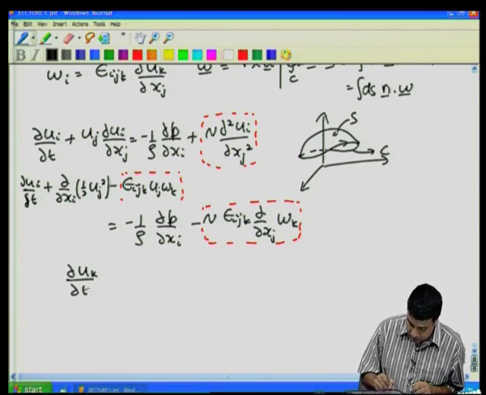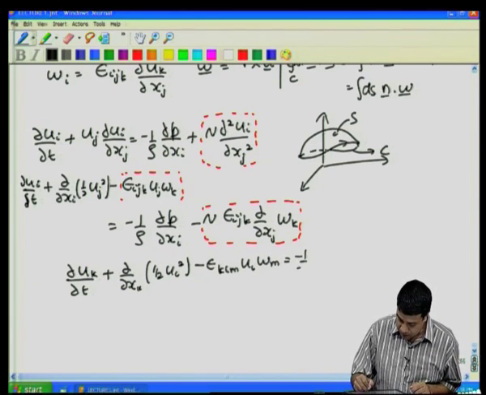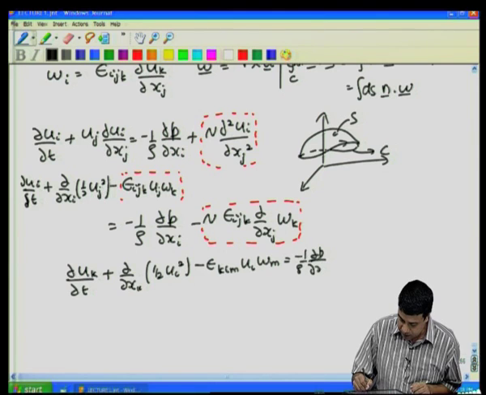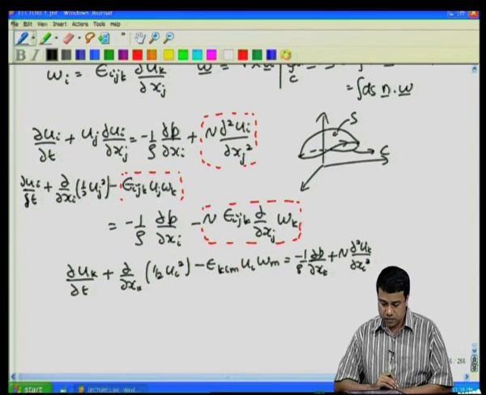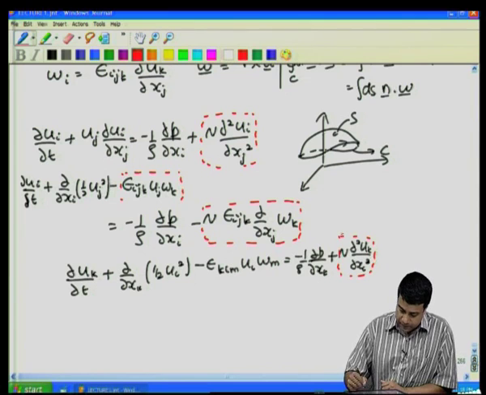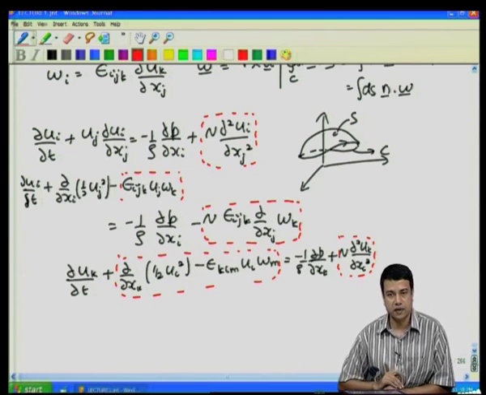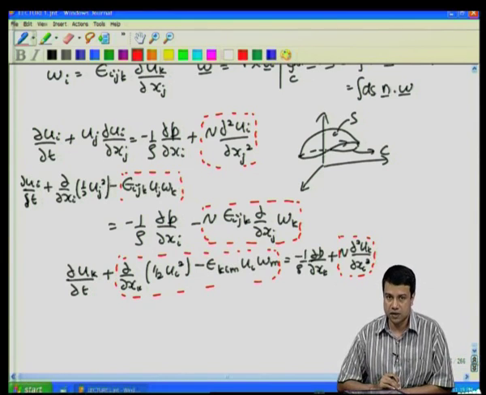Partial uk by partial t plus partial by partial xk of half ul square minus epsilon klm ul omega m is equal to minus 1 by rho partial p by partial xk plus nu partial square uk by partial xl square. So, I will start with my equation of this form. I have taken this term to be the usual diffusion term, whereas for the convection term I have substituted in terms of the identity that I have just derived for you.